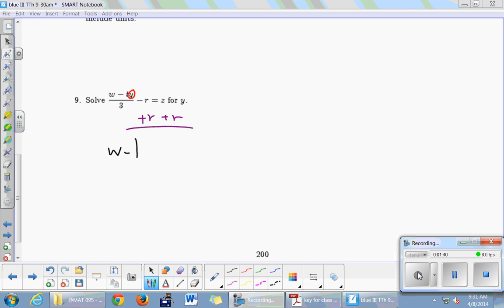The fraction is still here on the left. The right-hand side is now z plus r. And it doesn't combine, doesn't go together. So that's it.